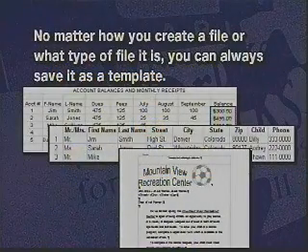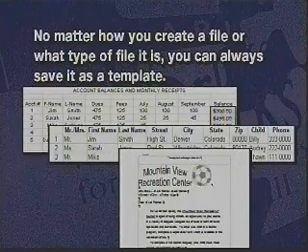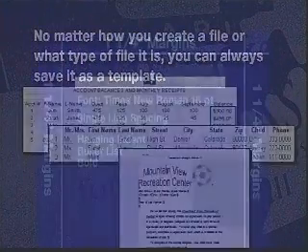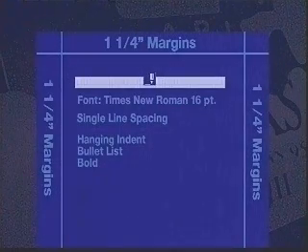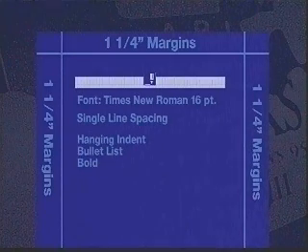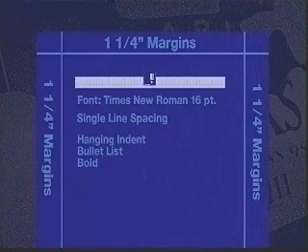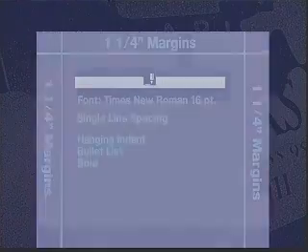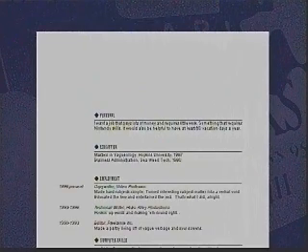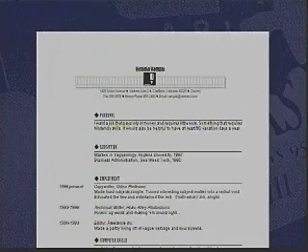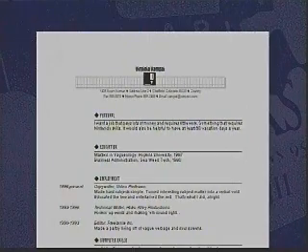No matter how you create a file or what type of file it is, you can always save it as a template. Templates are model documents that contain all the format settings, text, and graphic elements that you want to use later in creating new documents. You can create a template from scratch or by basing it on an existing file's formats and data. It doesn't matter if the file was created by you or by a task wizard.